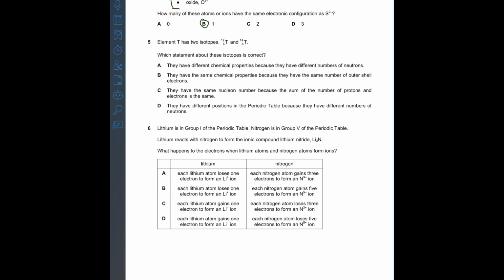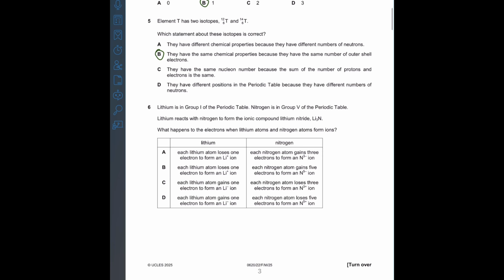Isotopes are different atoms of the same element with different numbers of neutrons but the same number of protons and electrons. That means they just have differences in their physical properties. And if we look at the options, we can see B states they have the same chemical properties because they have the same number of outer shell electrons. And that is correct. So the answer is B. These questions are really straightforward, so we should not waste much time on these.